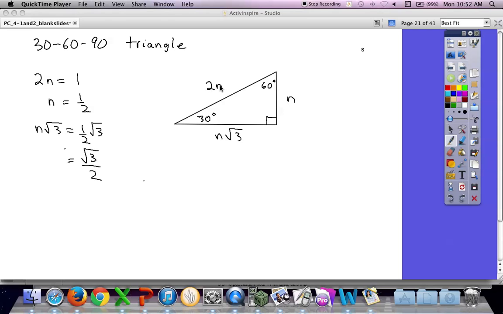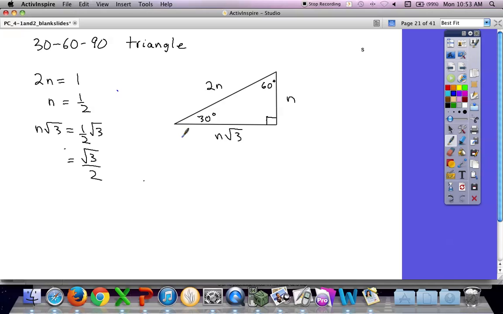N, 2n. You might have used x, 2x, I just don't want to confuse it with the coordinates that we're going to use on the next slide or on future problems, so I'll just use n. Right? And then whatever the long leg across from 60 degrees is, it's whatever that short side is times the square root of 3.